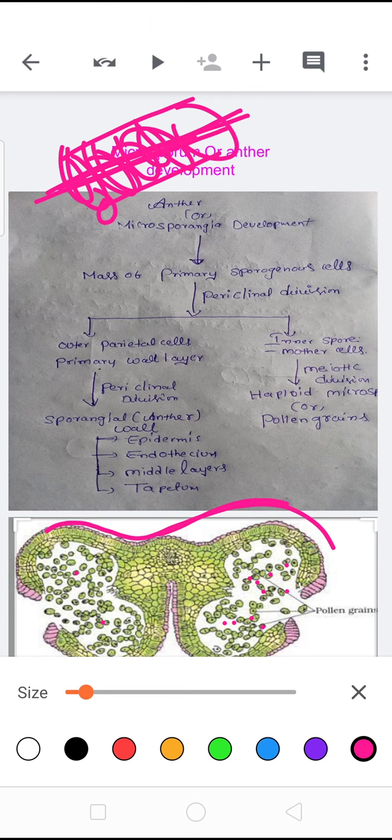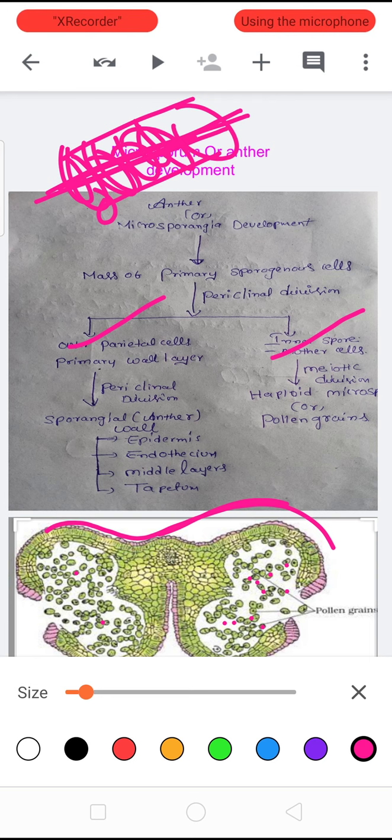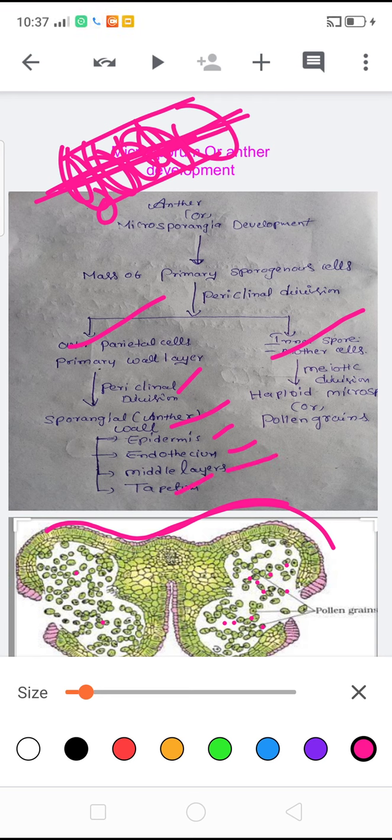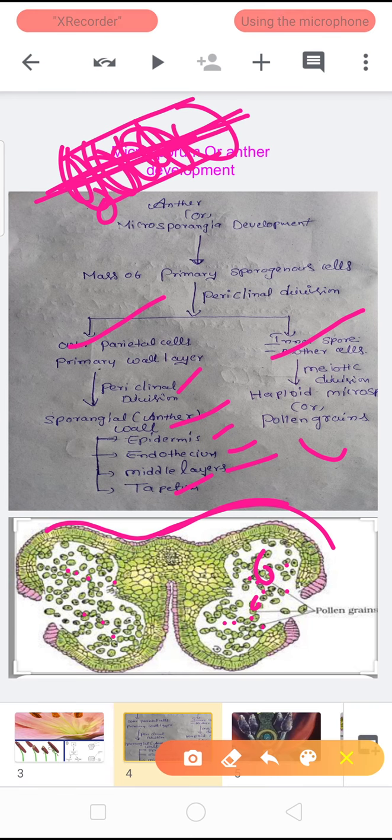After periclinal division, it forms outer side parietal cells and inner side spore mother cells. Parietal cells are the primary wall layer; they again undergo periclinal division and produce the anther wall. Anther wall contains epidermis, endothecium, middle layer and tapetum. Inner spore mother cells undergo meiotic division and form 4 haploid microspores or pollen grains. This is about anther development.